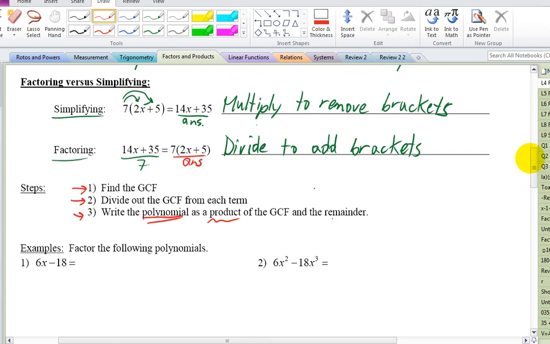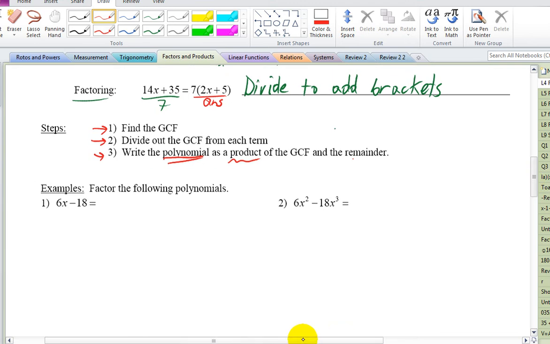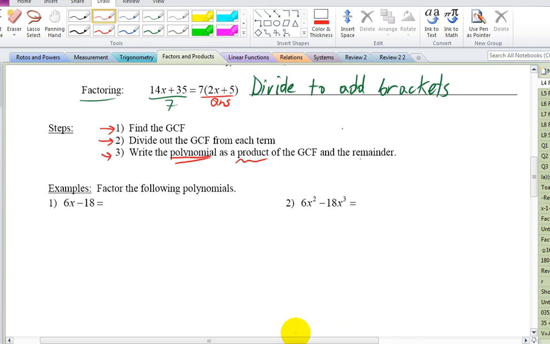Okay, so let's have a look here. 6x minus 18. What's our GCF? Do both of them have x's? Nope. So look at the numbers. 6. So what we're going to do is go 6x minus 18 divided by 6. And what we did last year in grade 9 is we said, well, that's like 6x divided by 6 minus 18 divided by 6. Both parts are divided.